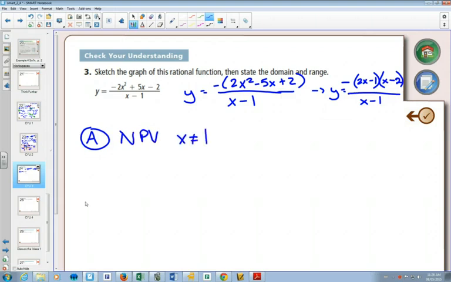As far as part A, our non-permissible value, x can equal 1. The question is whether that is a hole or a vertical asymptote. Now that we've factored our original equation and it doesn't cancel out, that tells us that we have a vertical asymptote at x equals 1.